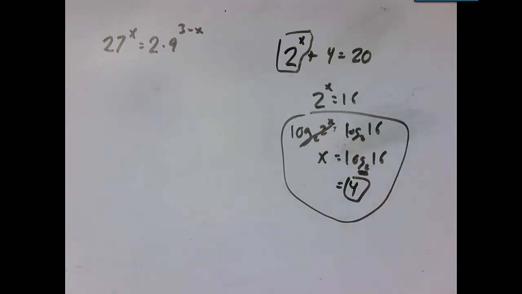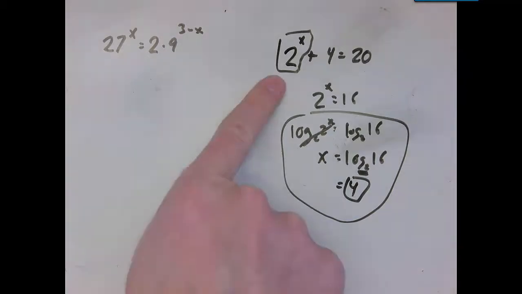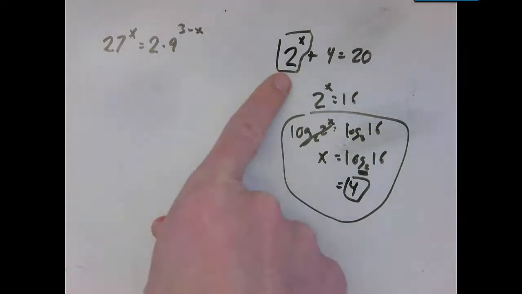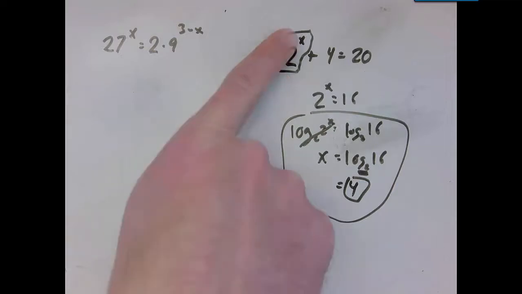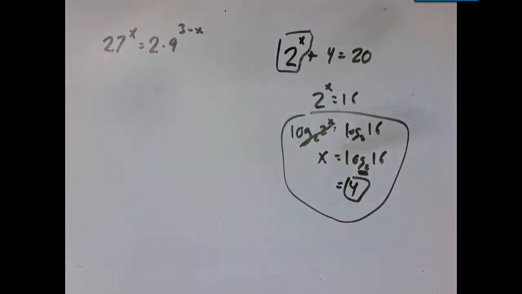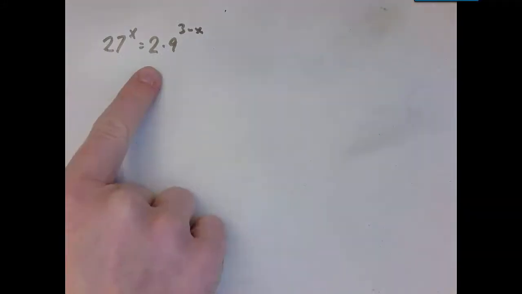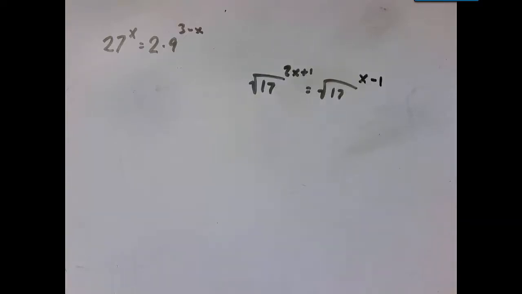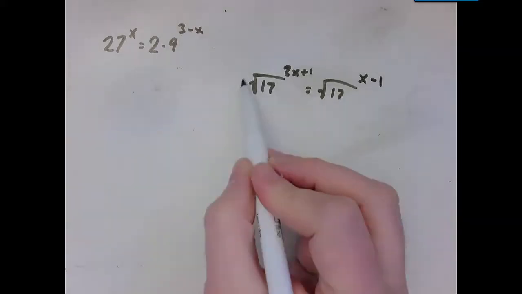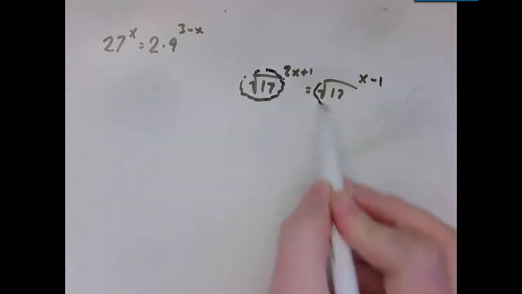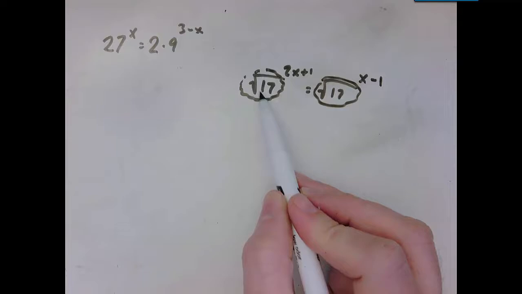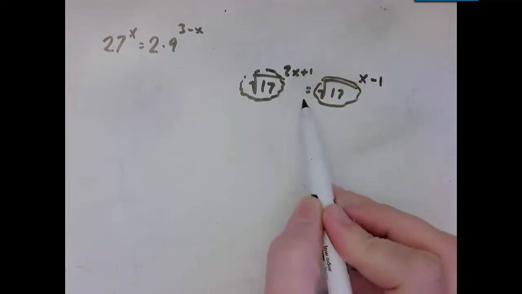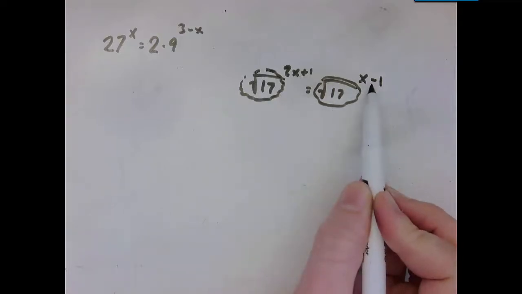Okay, so this kind of thing works great as long as you can have a single term with your x in it, so that you can get everything to the other side and undo the exponential. What if you've got something like this? Here I've got two different terms with an x in the exponent. Well, what if I could make it look like this? What if I could get the base of both sides to be the same?